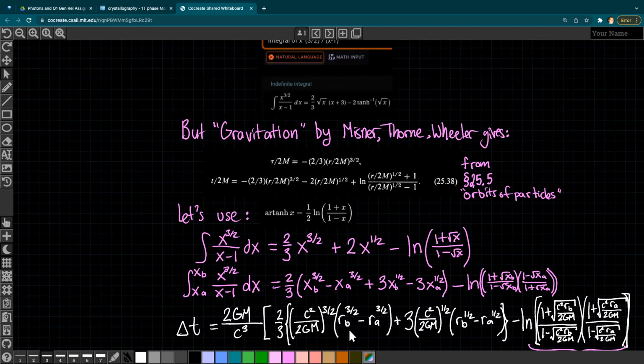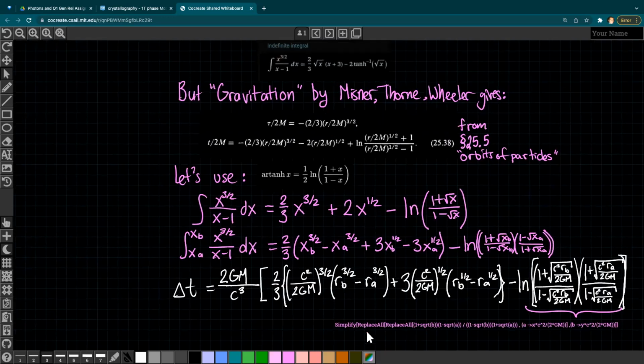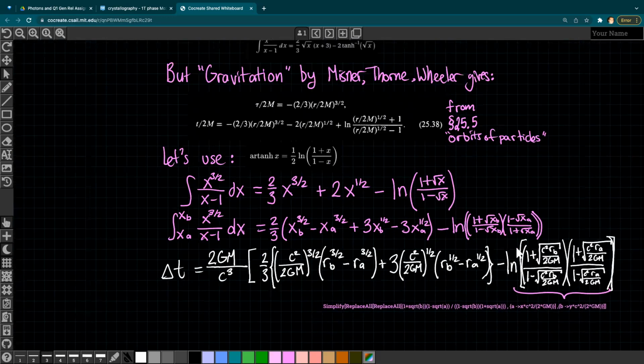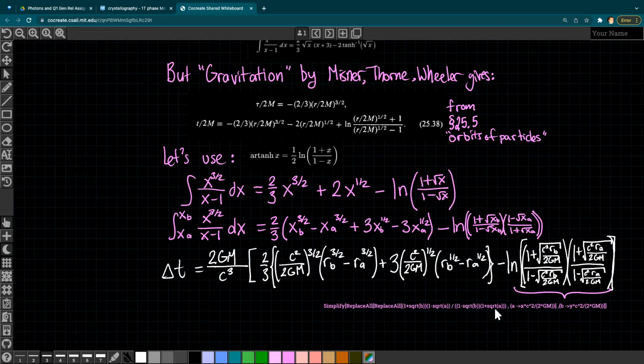Let me get those again. That was 10GM over c squared, yeah, and 3GM over c squared. So you can substitute those for r_b and r_a. We also know that capital M equals 10^6 solar masses. That's given in the question. So we can substitute that in too, and then we'll get the right answer in the end. So that is the end. If you did want to simplify this logarithm, I've given a Wolfram Alpha command for simplifying that. You can also simplify it by hand, but that is one way you could do it.